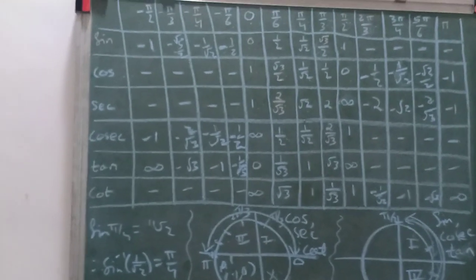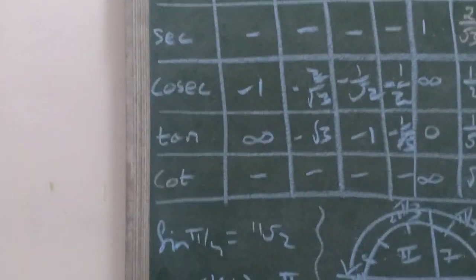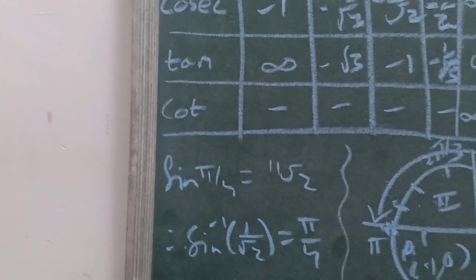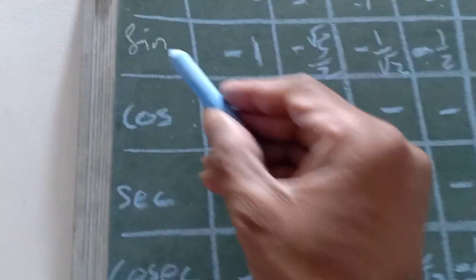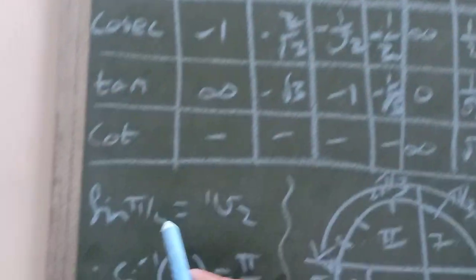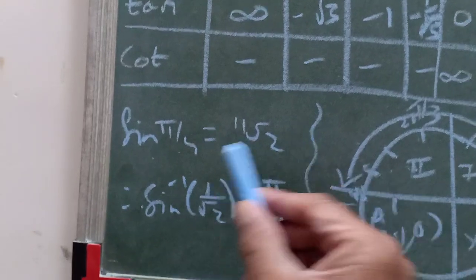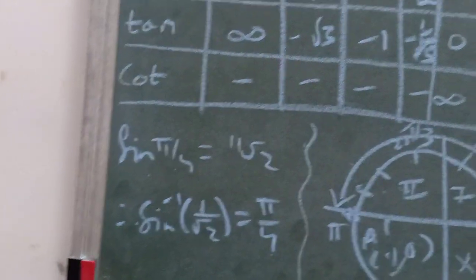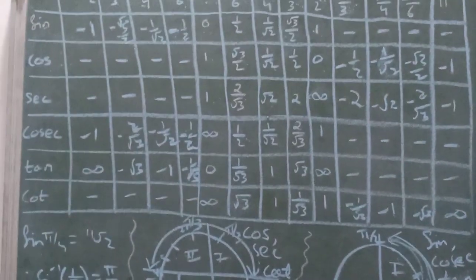Okay, now how to find the values of inverse? Suppose you are asked what is the value of sine inverse of 1 by root 2. First of all, you see in the table, sine of what gives 1 by root 2? Sine of pi by 4 gives 1 by root 2. It means sine inverse of 1 by root 2 will be pi by 4. So with the help of this table you can find all inverse values.